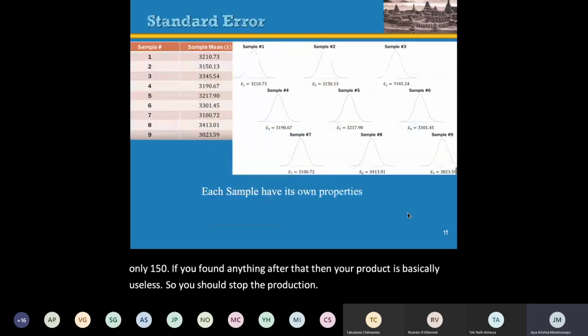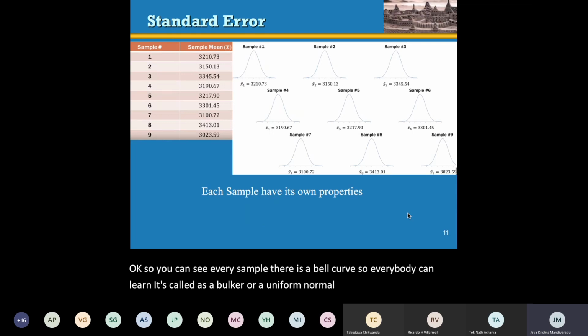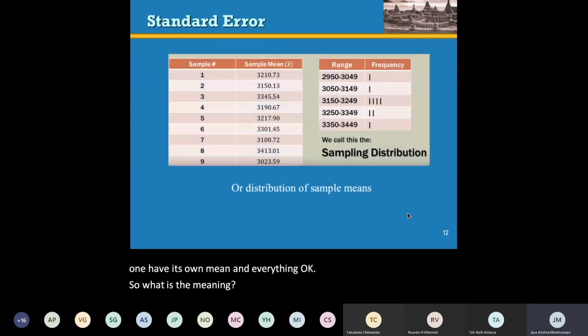So you can see for every sample there is a bell curve. Everybody can learn it's called a bell curve or a normal distribution, and each has its own properties. You can see the first one has its own mean, the second one has its own mean, and so on.